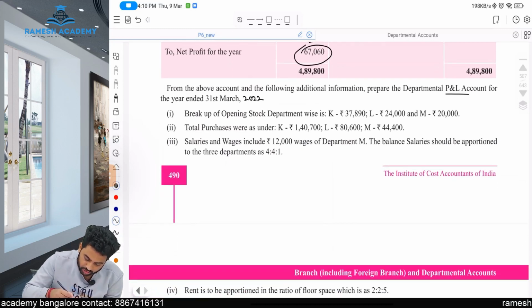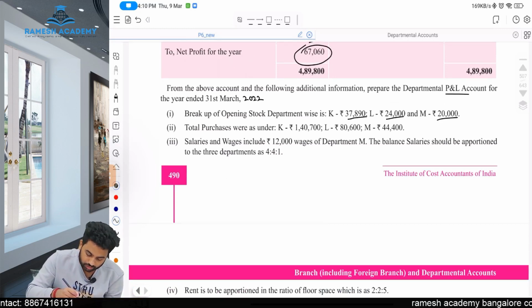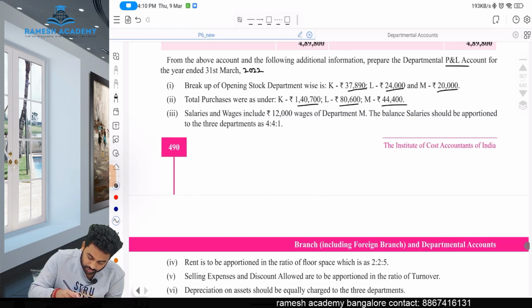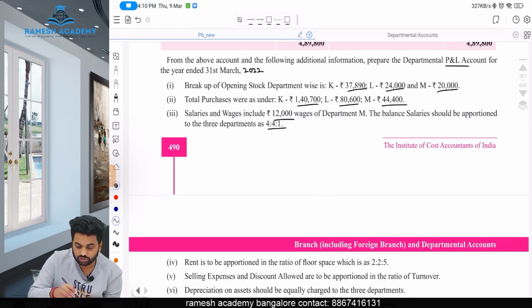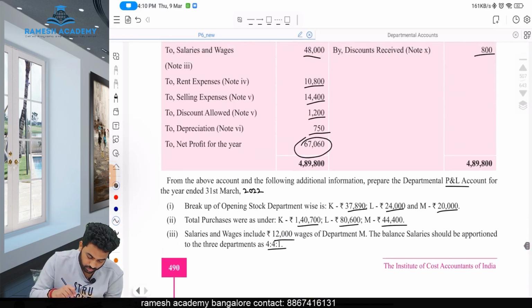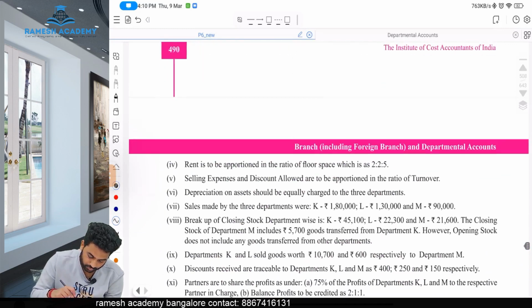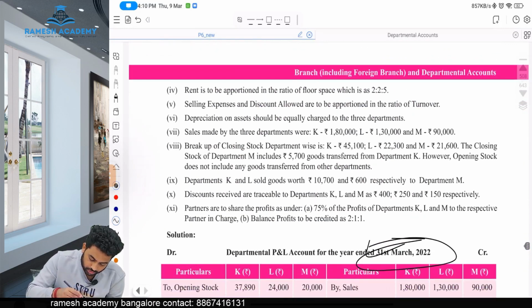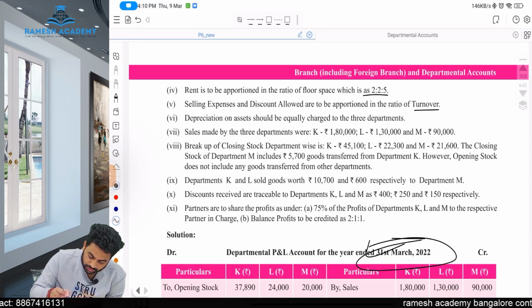Breakup of the opening stock is K 37,890, L 24,000, M 20,000. Total purchases were as under: K 14,700, L 8,600, M 44,400. Salaries and wages include 12,000 wages of Department M. The balance salary should be apportioned to the three departments in the ratio of 4:4:1. Rent is to be apportioned in the ratio of floor space, which is 2:2:5. Selling expense and discount allowed are to be apportioned in the ratio of turnover. Depreciation on assets should be equally charged to three departments.